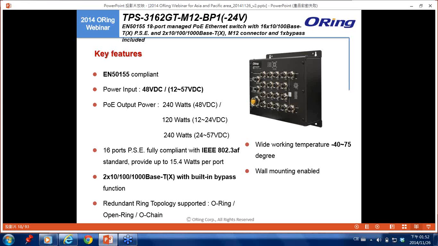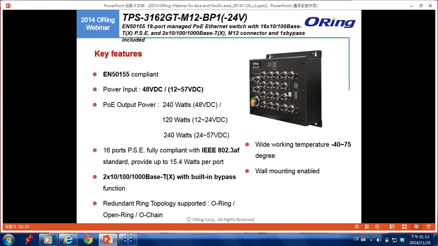TPS 3162 GTM2 BP1. And this is the transport switch with a total of 18 ports. And in these 18 ports, we will have 16 ports of 1000 PoE ports and 2 additional ports, which run in gigabit Ethernet. And of course, with M12 connectors and 1 pair of bypass. For this model, we also have a 24 volt DC model.